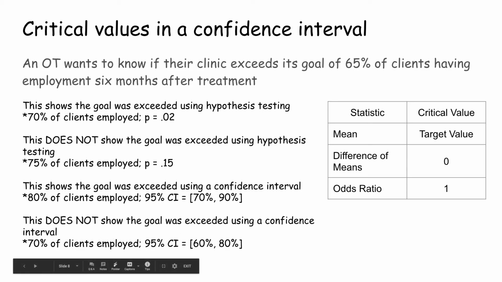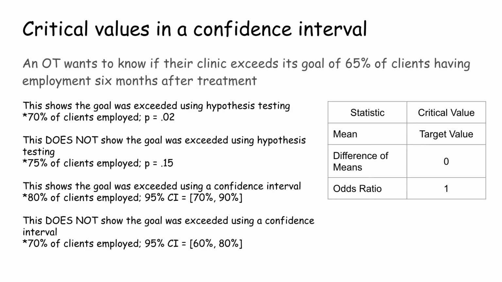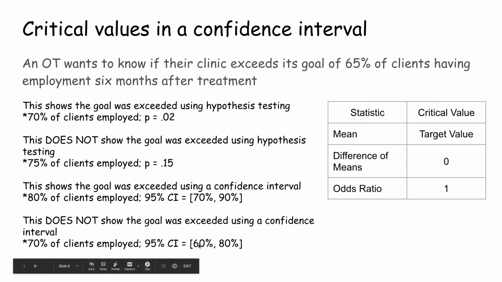And here, our observation was 70% of clients employed, but the confidence interval was 60% to 80%, which means we can't rule out with 95% certainty that the actual number of clients we would find employed if we did this with an infinite number of clients would be closer to 60%.